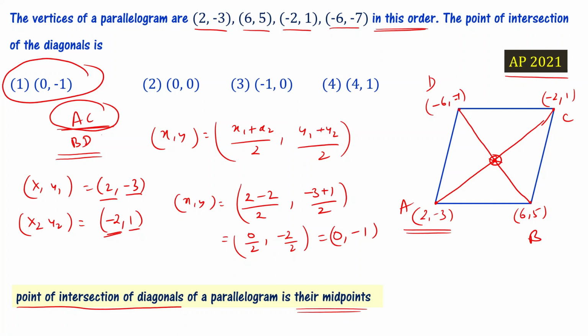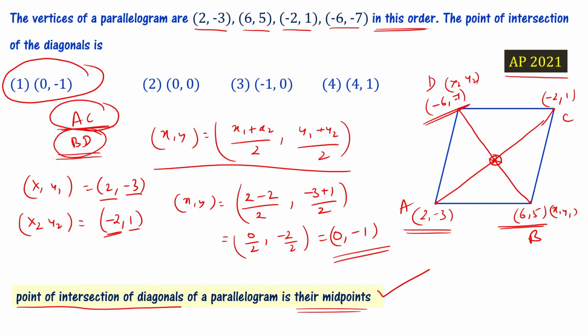Otherwise, you can also do it by taking BD. BD is B 6, 5 and D is -6, -7. Let me call these two points x1, y1 and x2, y2, and find the midpoint. You are going to get 0, -1 only. Understood? That means to solve this problem, you should know this point, and at the same time you should know the midpoint formula. Got it?